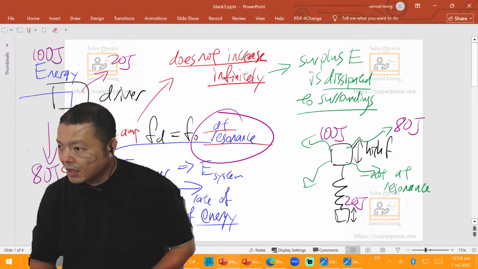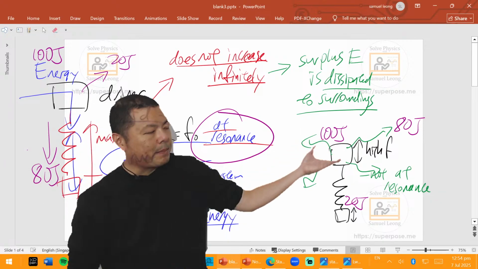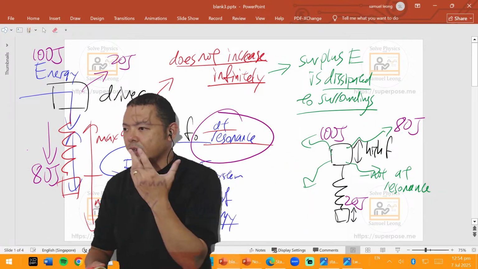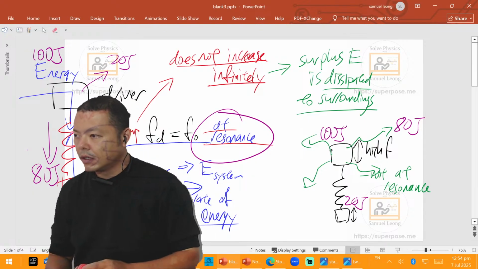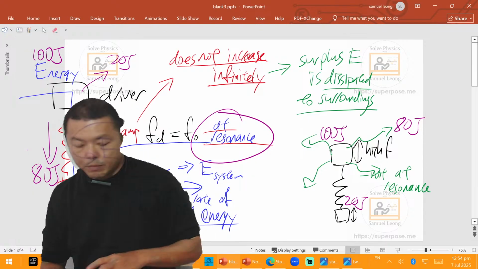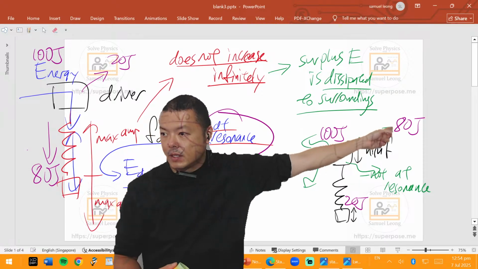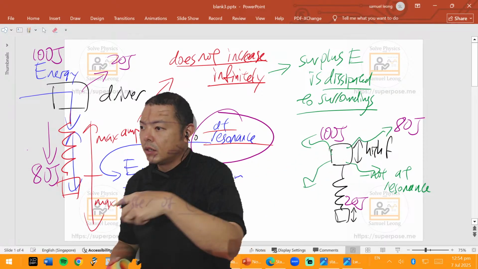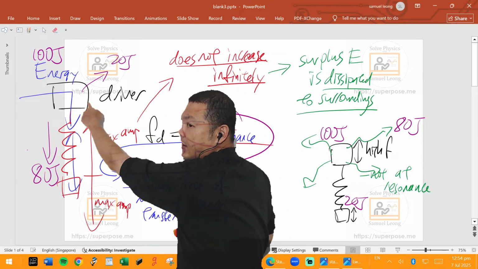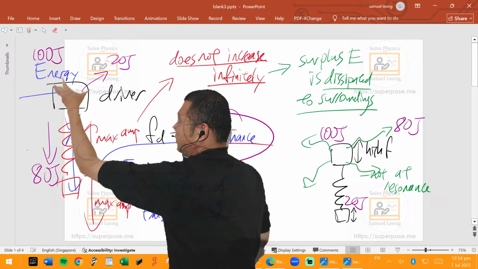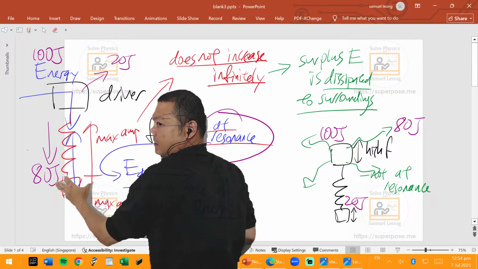It might be by proportion. I don't know, I'm just giving you some numbers to give you an idea. The amplitude is less because there's more energy wasted to the surroundings. So when your driver matches the natural frequency, you transfer most of the energy to the system.